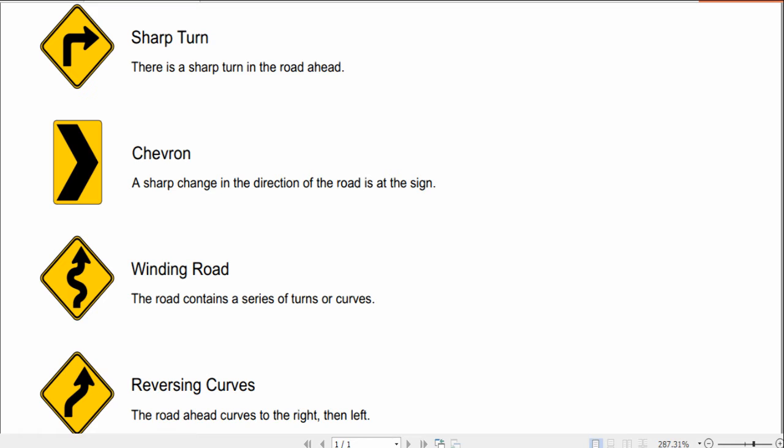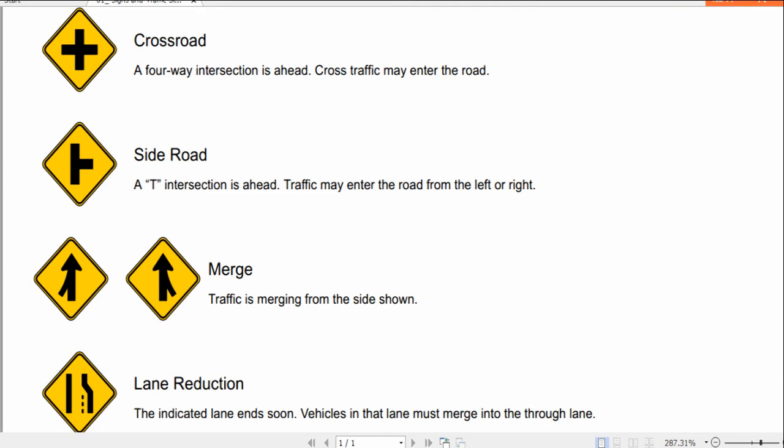Page 10. Reversing curves. The road ahead curves to the right, then left. Crossroad. A 4-way intersection is ahead. Cross traffic may enter the road. Side road. A T intersection is ahead. Traffic may enter the road from the left or right. Merge. Traffic is merging from the side shown. Lane reduction. The indicated lane ends soon. Vehicles in that lane must merge into the through lane.